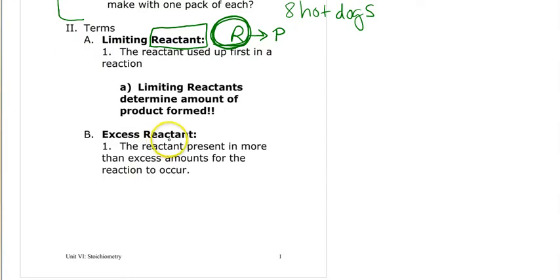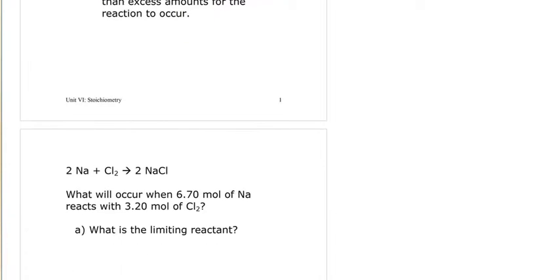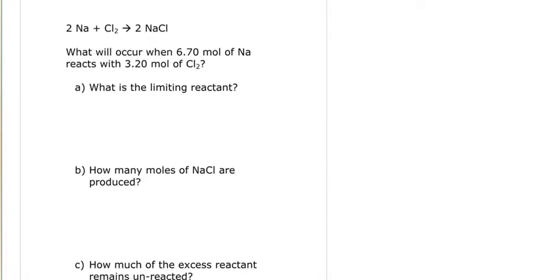The excess reactant would be like the hot dog buns we had in our example. That is when you have more of them than you need for the reaction to occur. So we're going to be able to figure out what is in excess and also calculate exactly how much is left over. We're going to be able to do a lot, and we're first going to start off with where we've been before, and that would just be with a balanced equation.